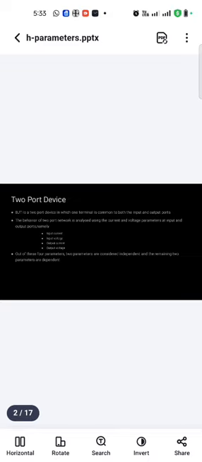While analyzing BJT amplifiers, these hybrid parameters and pi parameters are very important. For analyzing one transistor with biasing resistors, many biasing techniques are there: fixed bias, collector to base bias, voltage divider bias. Generally we use the voltage divider bias, since it has more advantages among all the others.